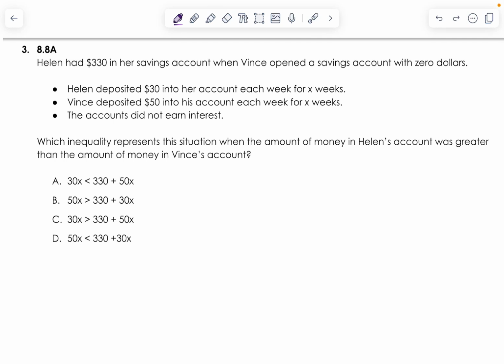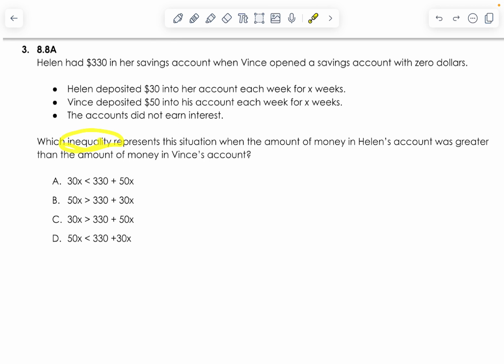Helen had $330 in her savings account when Vince opened a savings account with $0. Helen deposited $30 into her account each week for x weeks. Vince deposited $50 into his account each week for x weeks. The accounts did not earn interest, so we don't have to worry about an interest formula here.